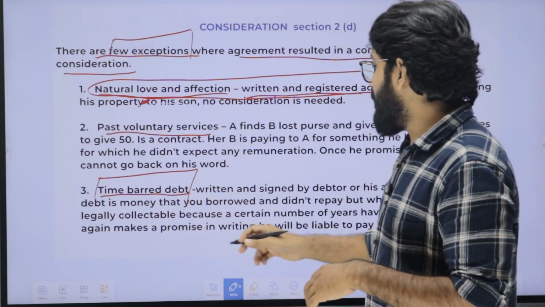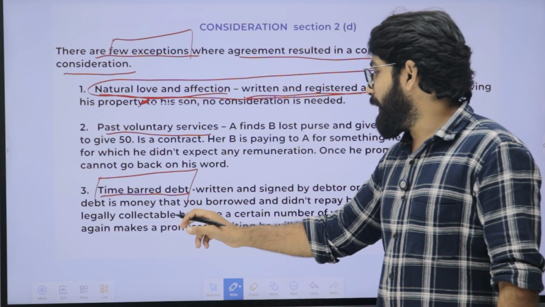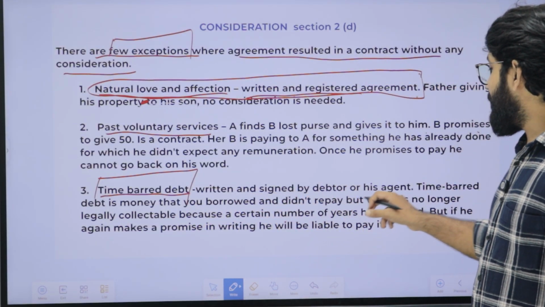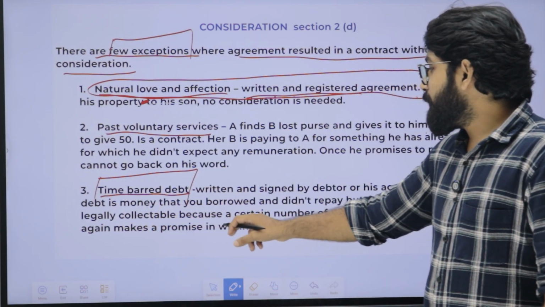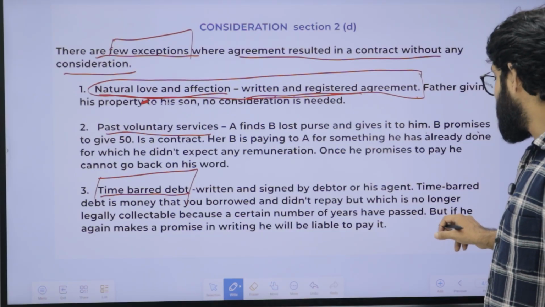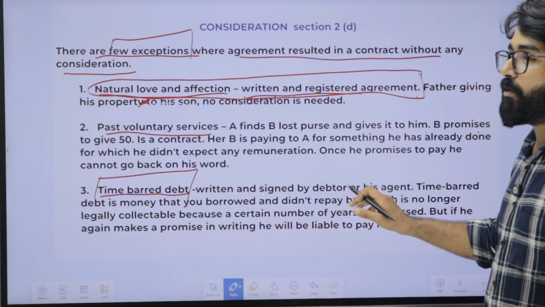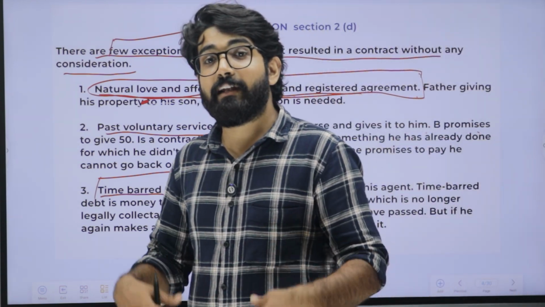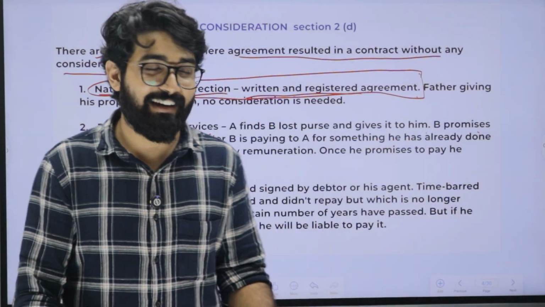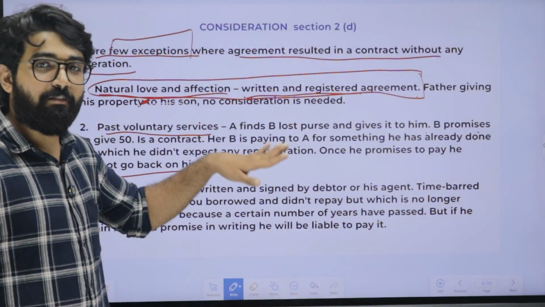So that's it. Time bar debt, written and signed by debtor or his agent. Time bar debt is money that you borrowed and didn't repay, but which is no longer legally collectible because a certain number of years have passed. But if he again makes a promise in writing, he will be liable to pay it. Simple as that. I might have made it complicated by explaining it, but while reading this material, it might have become clear for you.